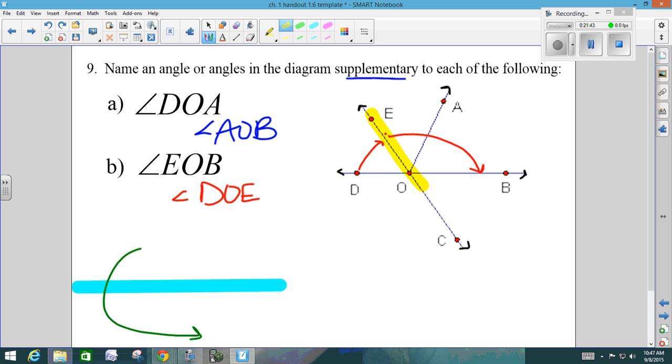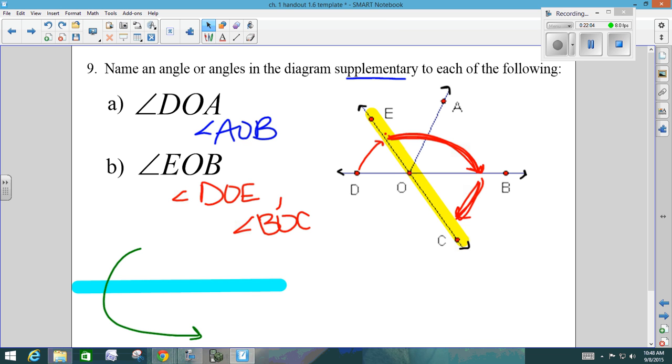I have EOC, or EC, excuse me, line EC. Which angle with EOB is going to create that yellow line? BOC, this one over here. So this one has two supplements, DOE and BOC. Yes.